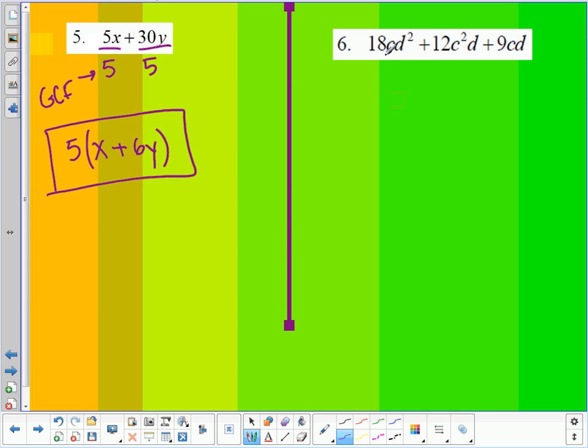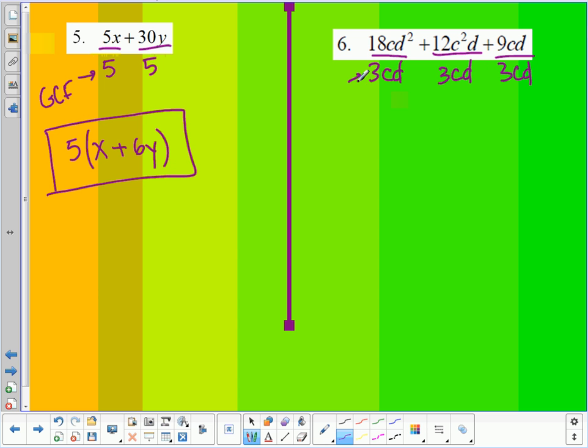So I have 18c times d squared plus 12c squared d plus 9cd. So I'm looking at 2 variables in each term. So I'll start with the numbers, 18, 12, 9. The largest number that I can take out of all of those is 3. I can divide all of them by 3, but I can't divide all of them by anything else. So next, let's look at the variables. I have 2 variables to consider here. I have a c to the first, a c squared, and another c to the first. So I can divide all of these by c. Then I have a d squared, a d, and a d. I can divide these by d to the first.